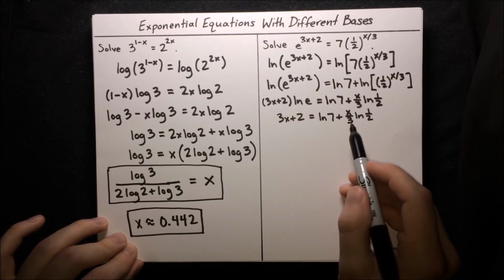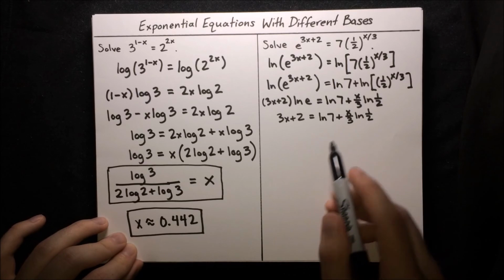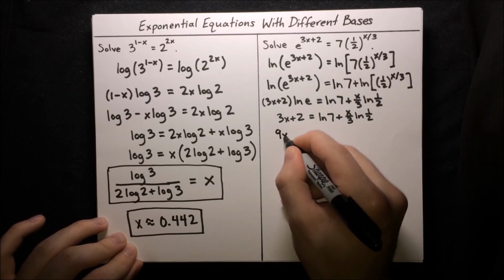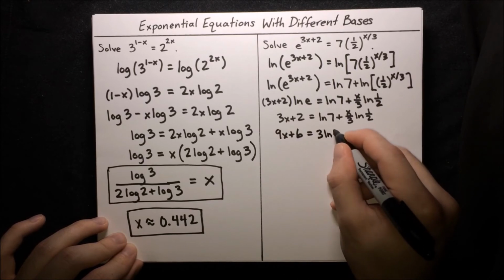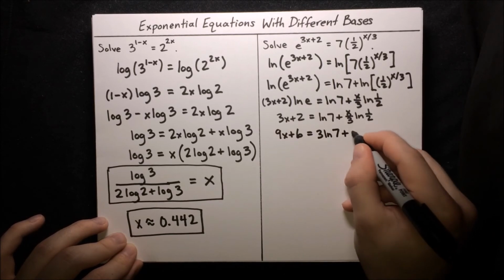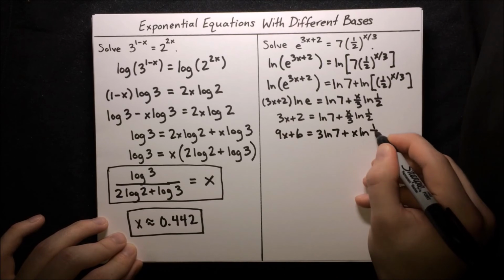Now let's go ahead and get rid of this fraction, x over 3. Let's turn it into just x. And the way we can do that is by multiplying everything by 3. So multiply by 3 on both sides of the equation, and we get 9x plus 6 is equal to 3 natural log of 7 plus x natural log of a half.